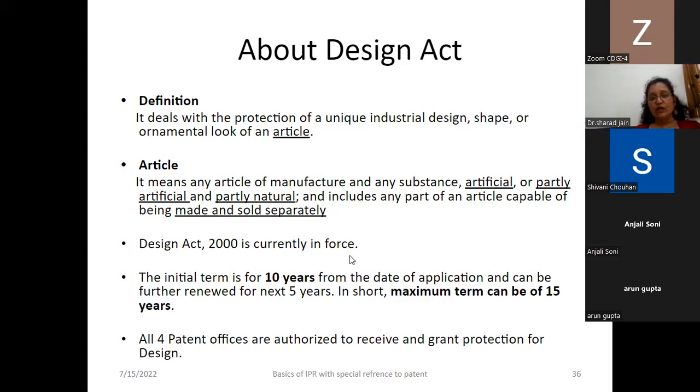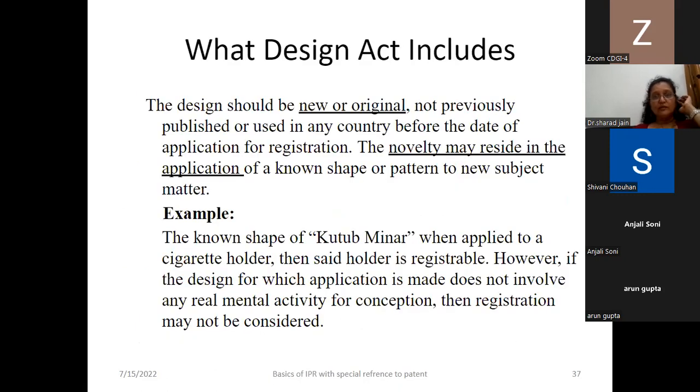This act came in 2000, and currently it is working, and it is also for 10 years, and it can be further extended for 5 years. In short, the maximum term can be 15 years. So it should be new or original, have a novelty, and 10 years from the date of the application. For example, if somebody has made a Qutub Minar shaped cigarette holder, it can be registered because the use of the design is new, it has novelty as a cigarette holder. Qutub Minar is already there, but the use of that design as a cigarette holder is new, so it can be registered.